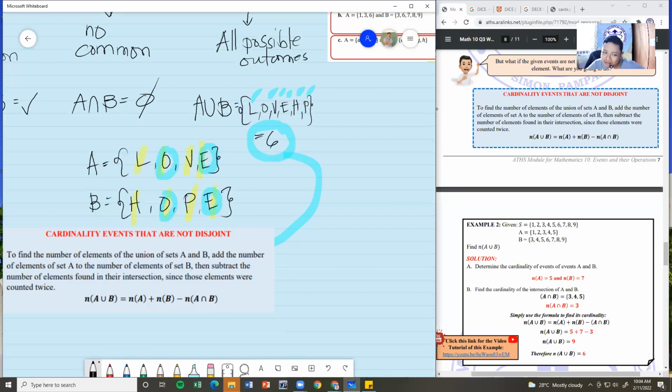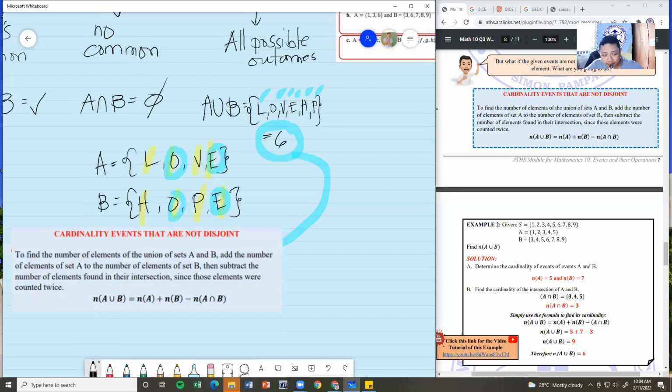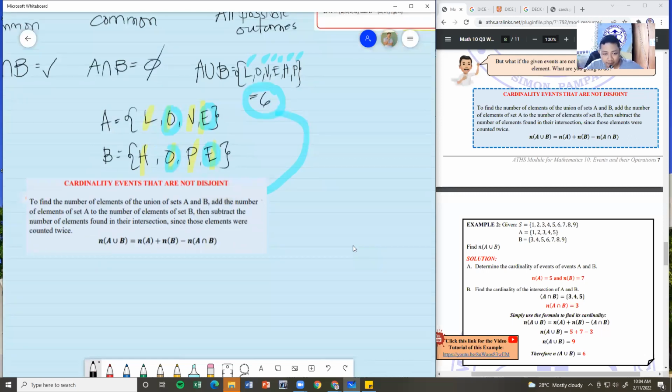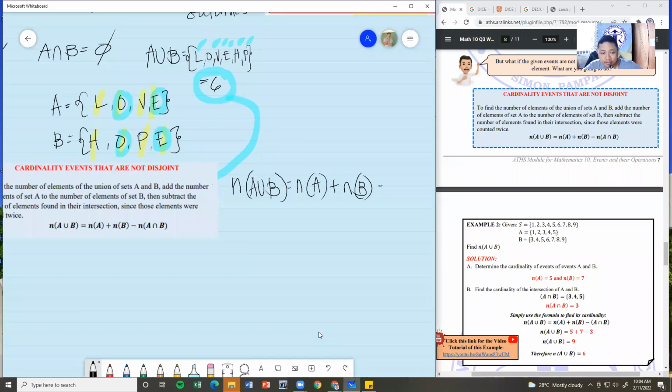But just for us to see the mathematical concept behind what we did, that is the cardinality of events that are not disjoint. For the cardinality, we use n, meaning the number of. So the number of, or the cardinality of the union of A and B, will be equal to the number of A elements plus the number of B elements, and then minus the number of their intersection. And that's what we did a while ago here.